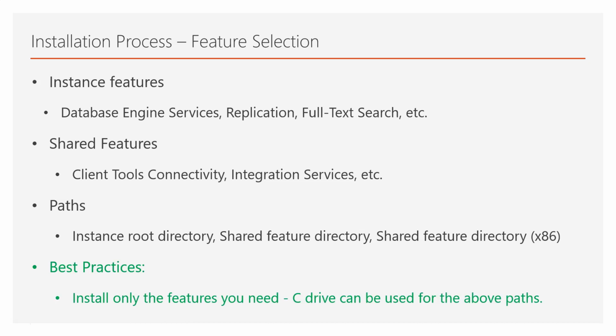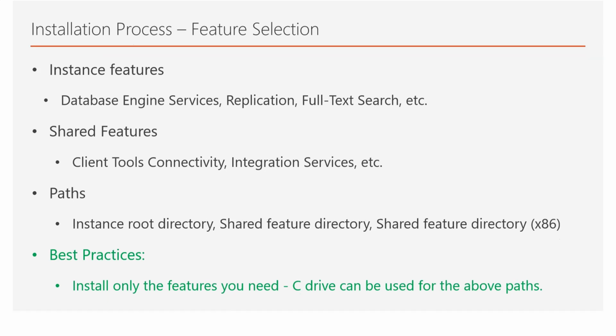The best practice here is to install only the features that you need, and don't worry, if you need another feature, you can add it afterwards by running again the installation of SQL Server and selecting to add a new feature. Also know that the C drive, the OS drive, actually can be used for the above paths, that is, the instance root directory, shared feature directory, and shared feature directory 32-bit.